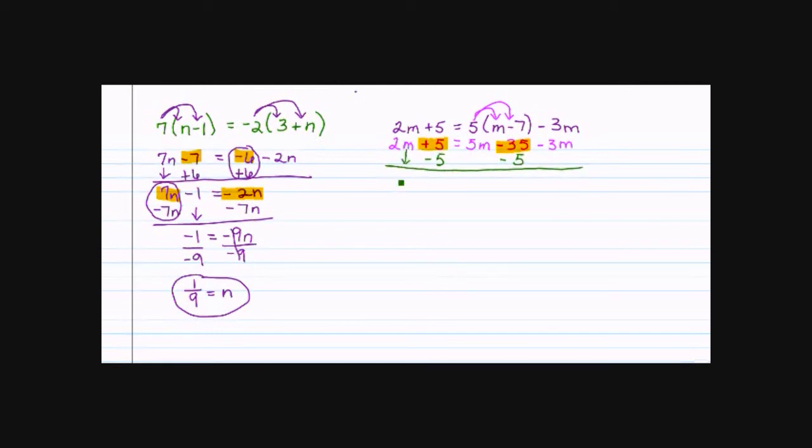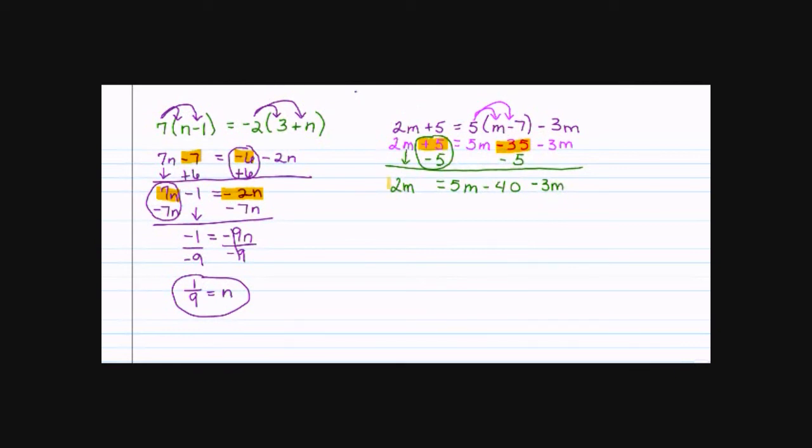Bring down anything I did not solve. 2m, that gives me a big fat 0, equals 5m. Negative 35 and a negative 5 is a negative 40. And then minus 3m.